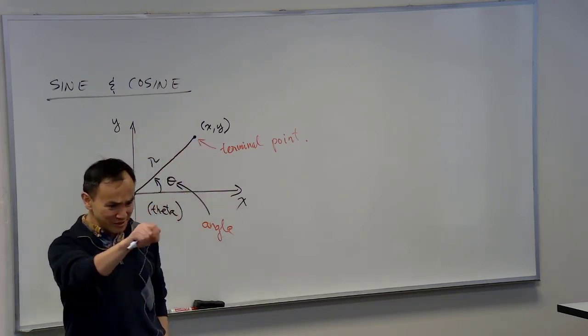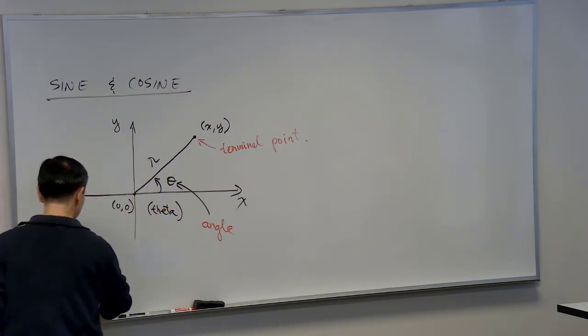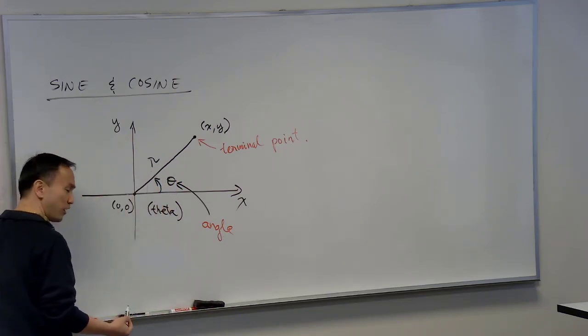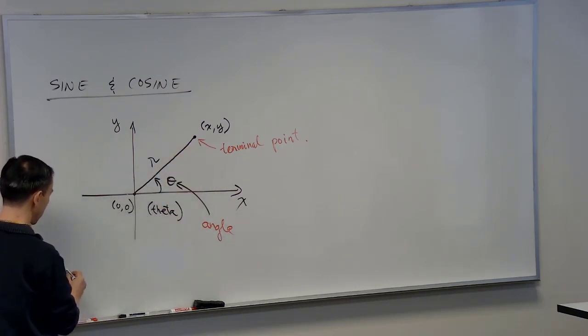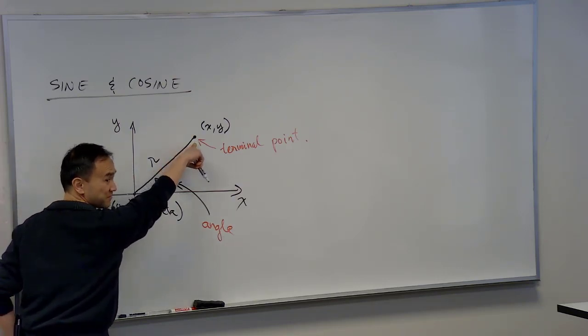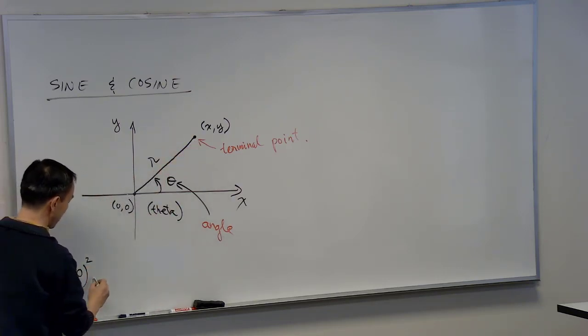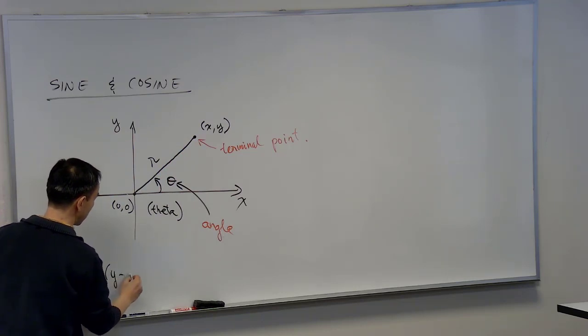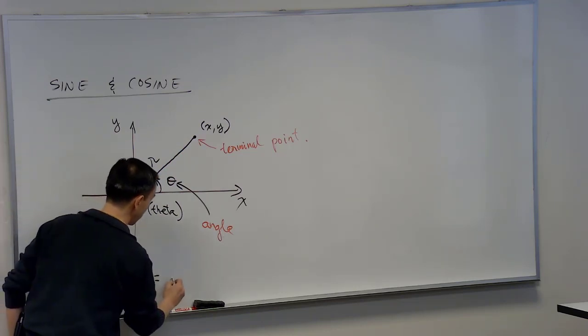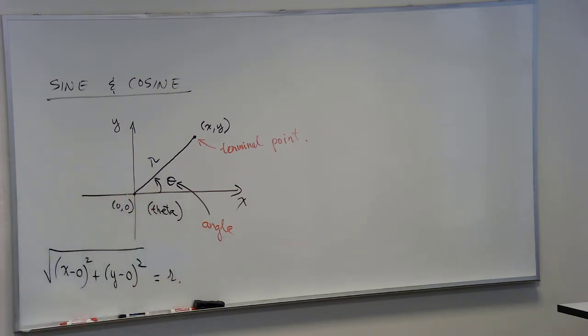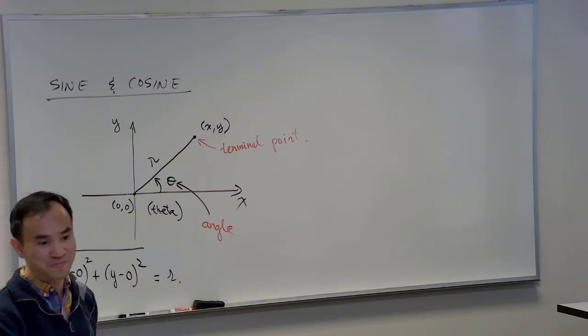Now this is where you bring back your previous learning, not too long ago. It's distance. So how do we calculate distance? Isn't it x minus 0, because one of the points is x, squared, plus y minus 0, all squared? We take the square root, and that equals the distance r, because r is the distance from that point to the origin. And we've seen that not too long ago.